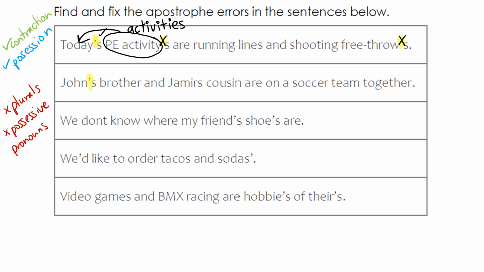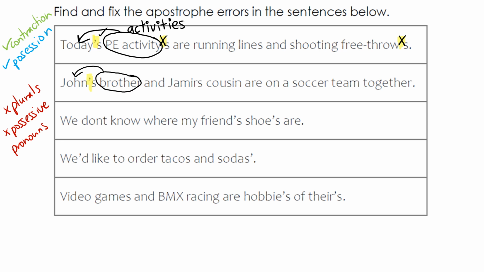John's brother and Jameer's cousin are on a soccer team together. All right. So this first one, John's brother, is it a contraction? Am I trying to say John is brother? It's not a contraction. Is it possession? Does something go with John? John's brother. Brother belongs with John.